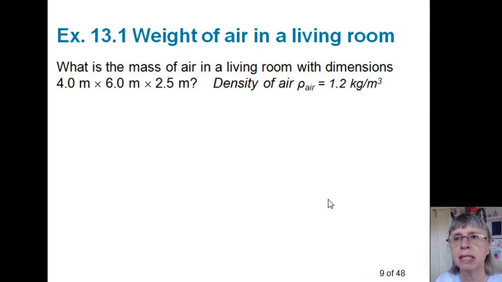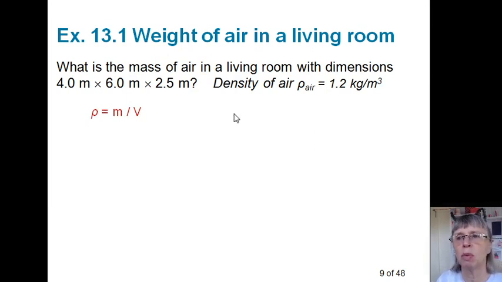So here's just an example. We can calculate the weight of the air in your living room. If we say your living room is 4 meters long, 6 meters wide, 2.5 meters high, and we can use the density of air as 1.2 kilograms per cubic meter. So we're just going to use the equation for density. That density is equal to mass over volume. We are given the density, we are given the volume, or at least we're given enough that we can calculate it, and we're asked for the mass.